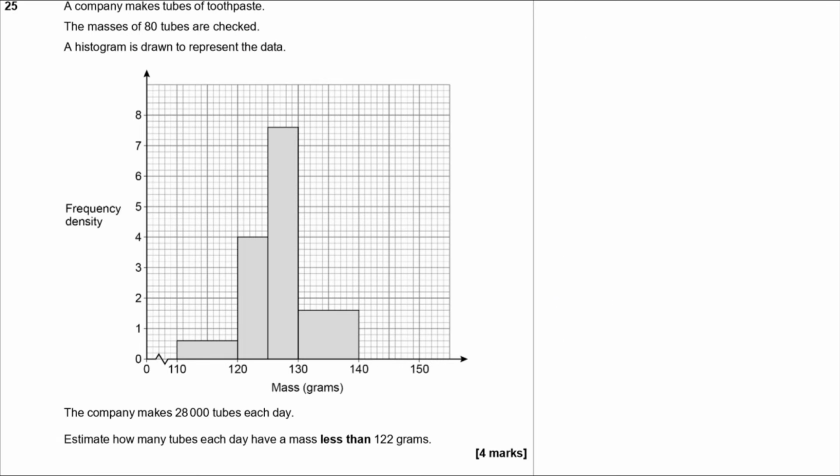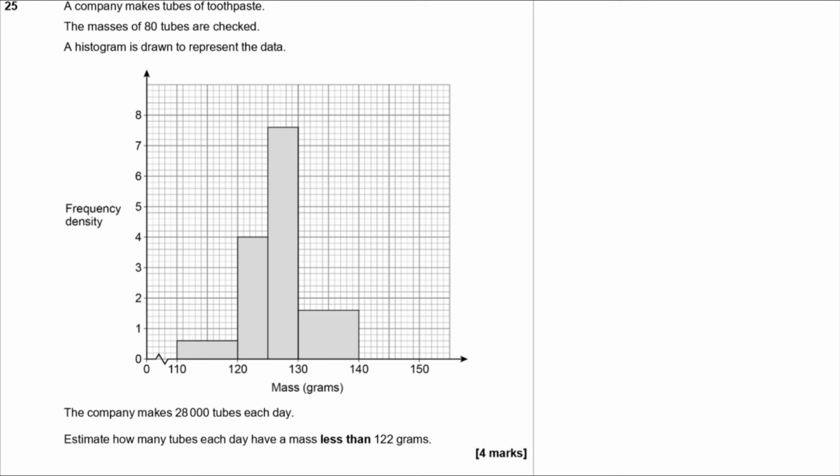Question 25. A company makes tubes of toothpaste. The masses of 80 tubes are checked and the histogram is drawn to represent the data. So we've got frequency density up the side and the mass in grams along the bottom. The company makes 28,000 tubes each day. Estimate how many tubes each day have a mass less than 122 grams.